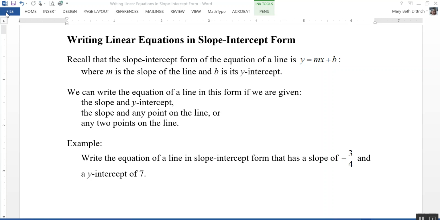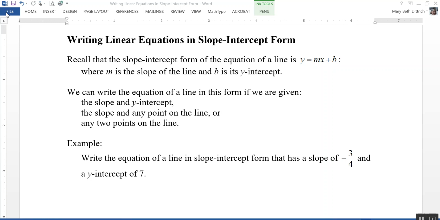This video is on writing linear equations in slope-intercept form. Recall that the slope-intercept form of the equation of a line is y equals mx plus b, where m is the slope of the line and b is its y-intercept.